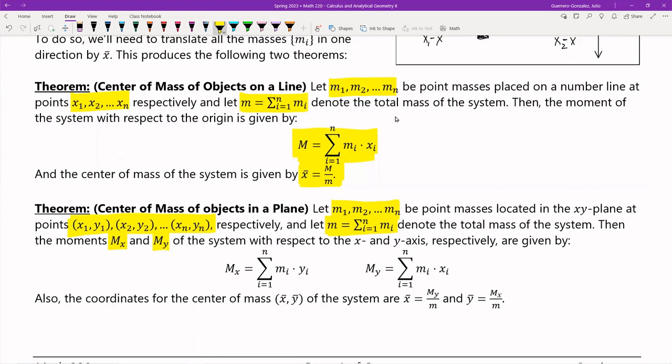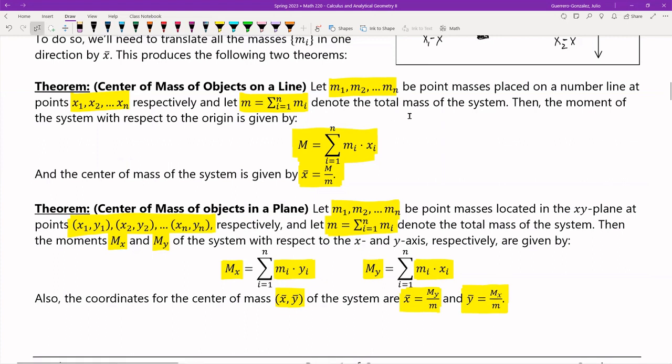So keep an eye out for this. They work sort of opposite of what you think they would. The moment with respect to the x-axis is the sum of m_i times y_i, and the moment with respect to the y-axis is going to be the sum of m_i times x_i. And if you want to find the center of mass, then x bar is equal to the moment with respect to the y-axis divided by the total mass, and the y coordinate for the center of mass, y bar, is going to be the moment with respect to the x-axis divided by the total mass.